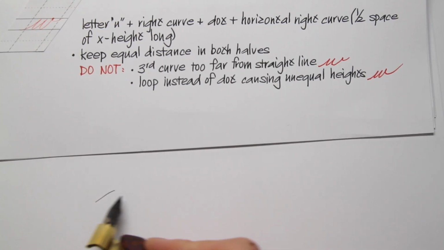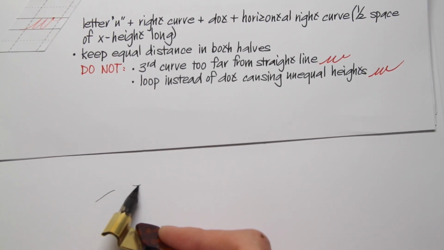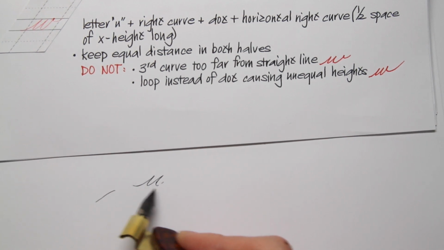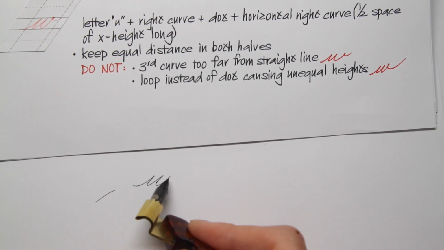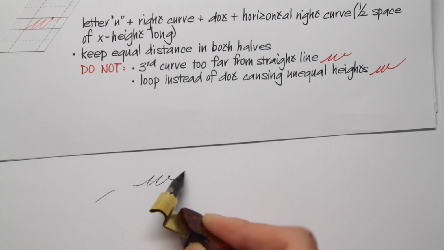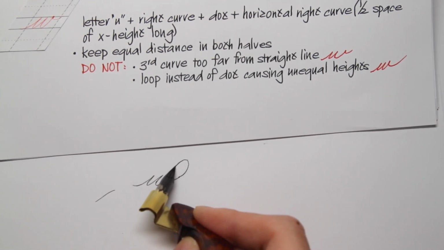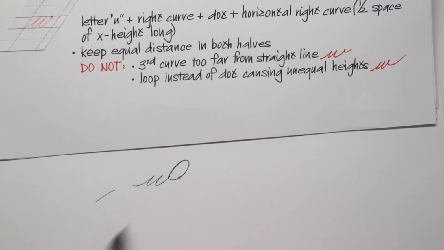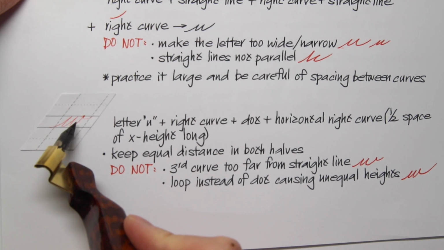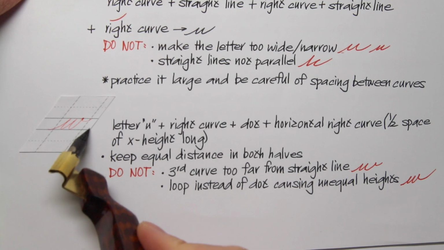The letter W is the letter U. So just like what we did before, two I's, plus a dot at the top and a horizontal right curve. So the oval here would be this direction. The horizontal right curve here, this little loop, should be half the space of your X height. So half the space of the letter I.